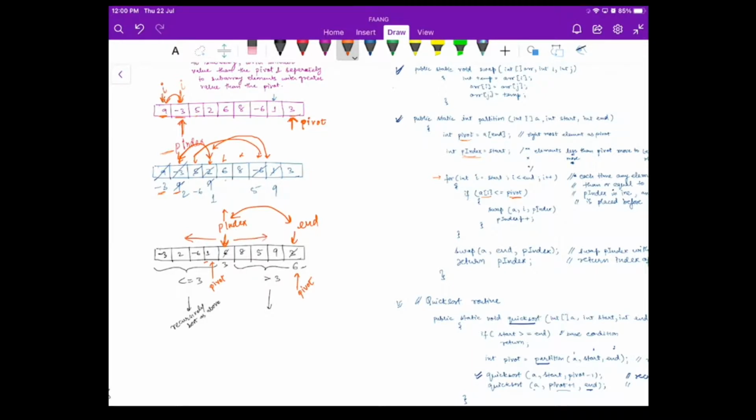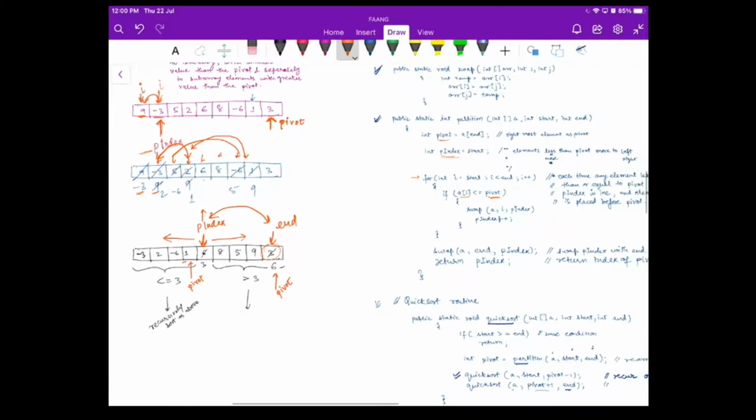Now here you see the pivot value is equal to 3. Now what we are going to do is swap the end element, the pivot point, with the pivot index. So we will be swapping 6, putting 6 here, and the 3 will come here. So what happened is all the elements are now arranged properly: the left side is less than 3, the right side is greater than 3.